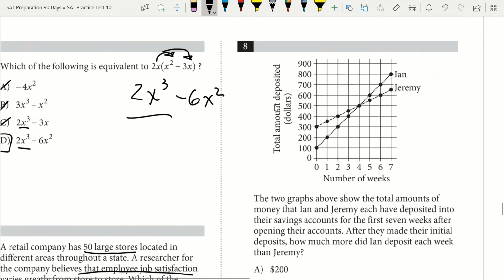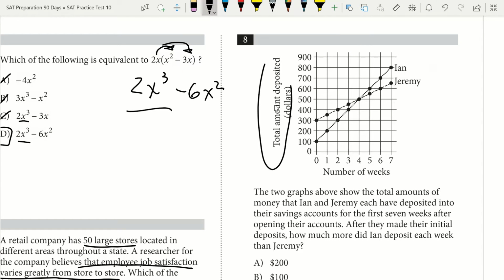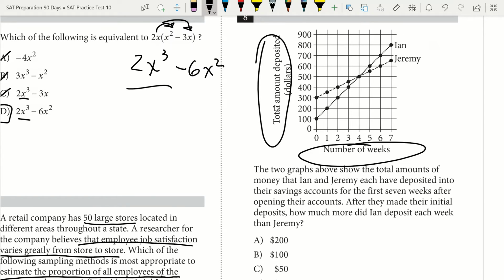All right, question 8. So we got total amount deposited on my y-axis. We got number of weeks on my x-axis. Anytime I'm given a graph, I want to pay attention to what my axes are labeled. I also want to watch out for something I think is called a split graph, where your x-axis or your y-axis doesn't start at 0. So always check and see if your x-axis starts at 0, because sometimes it doesn't start at 0.